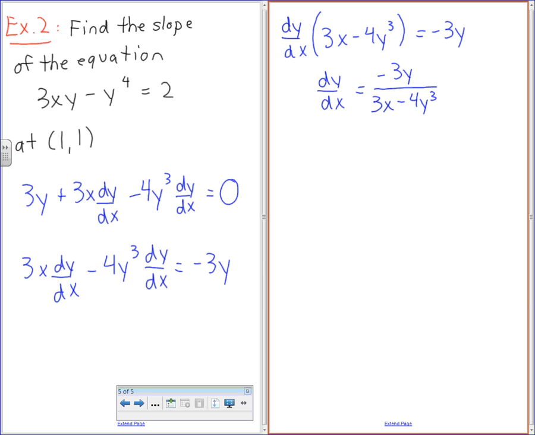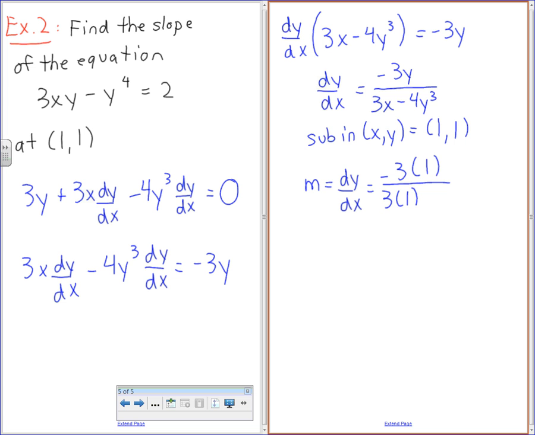All right, so we want to find the slope. I'm not going to make you find the line today. We'll start with the slope. Somebody tell me how I might find the slope of this equation now. Subbing 1 for 1. So x equals 1 and y equals 1, right? Okay, so m is going to be dy by dx equals negative 3 times 1 all over 3 times 1 minus 4 times 1 cubed.